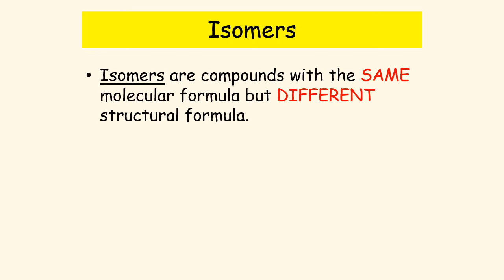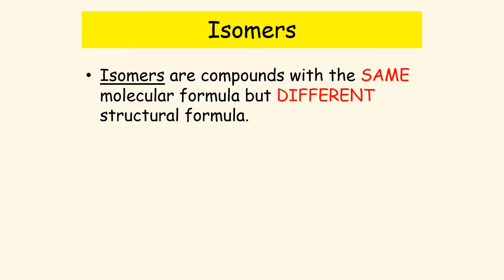Hello everyone, this is just going to be a short video on how you can draw different isomers when you've been given a chemical formula. So the different types of isomers and ways in which you can identify them. So firstly, what are isomers?